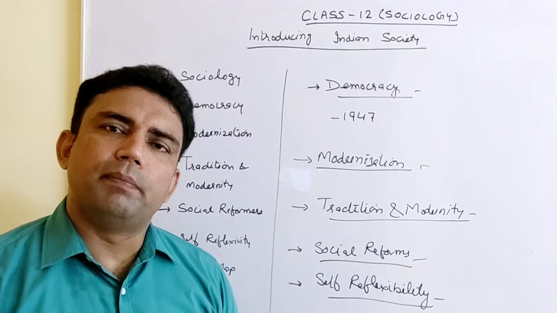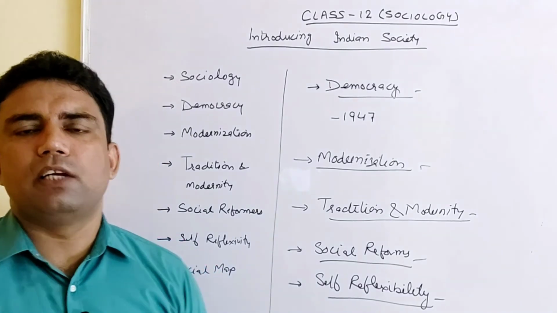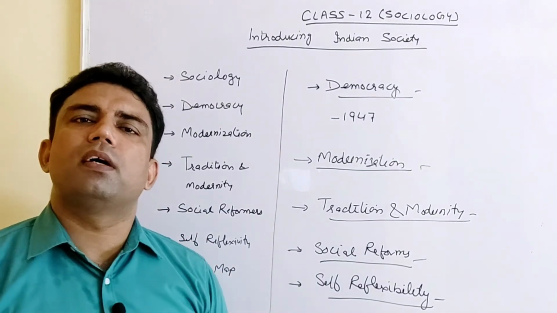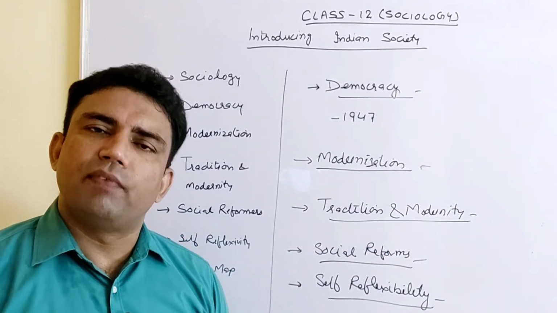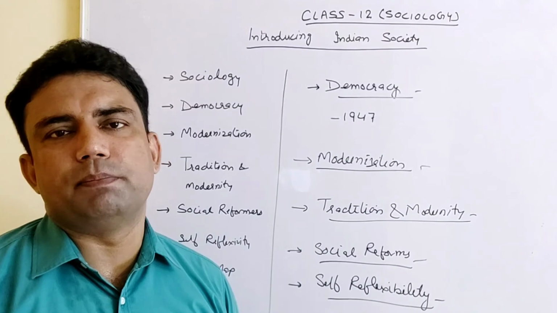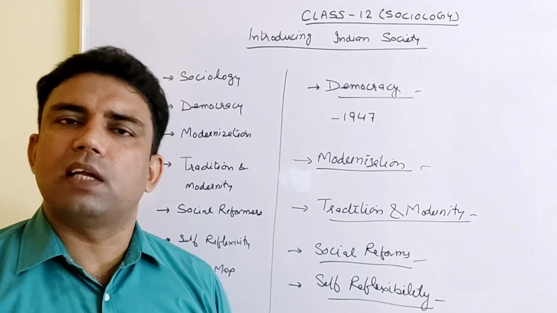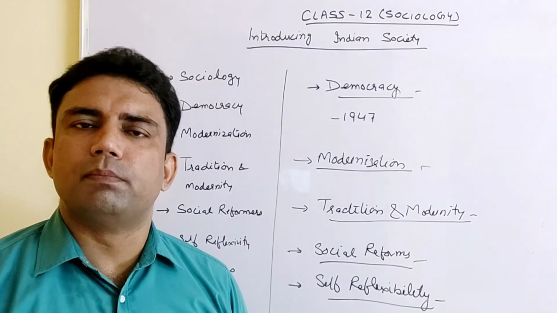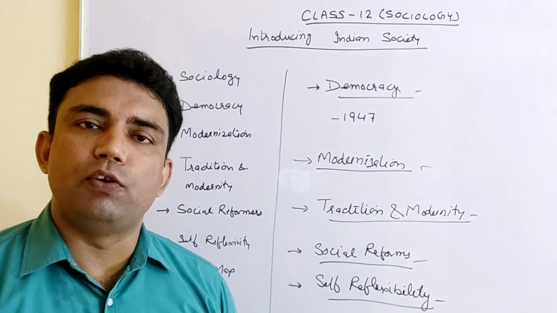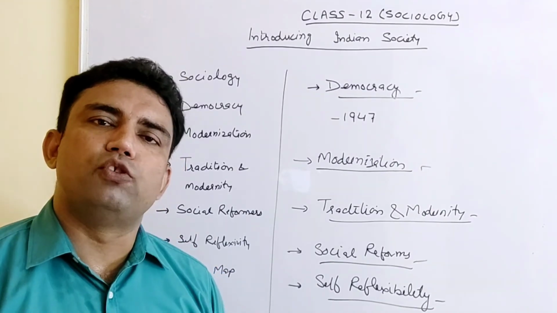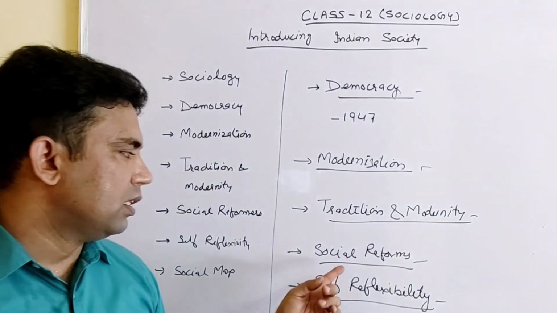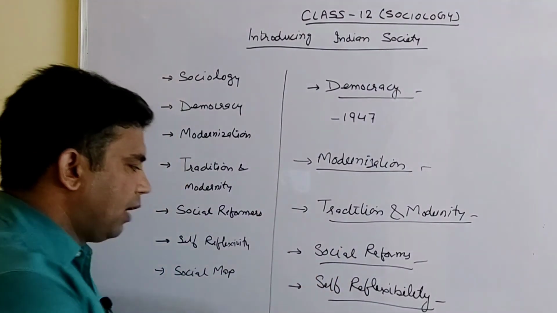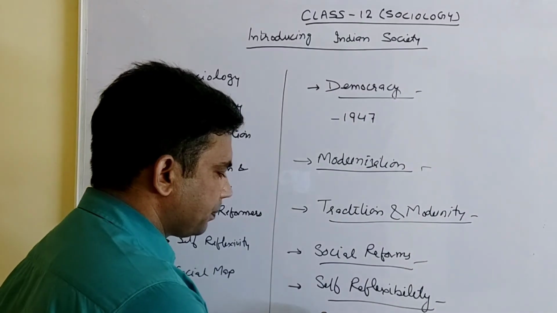The reason? Because we want to be the best, and you can only be the best whenever the society is supporting you, whenever you are going to be liked by the people. So self-reflexibility becomes most important in your life if you want to be popular, if you want to be a good citizen of the society. This is called self-reflexibility. Now is social map.